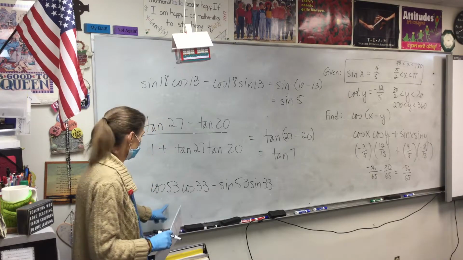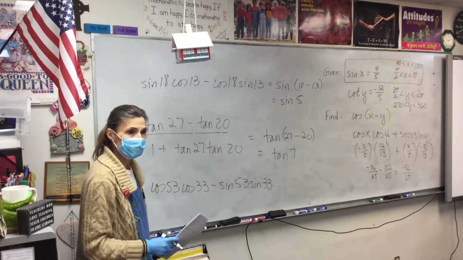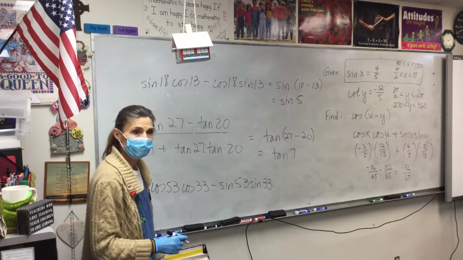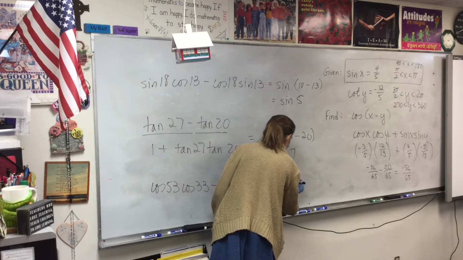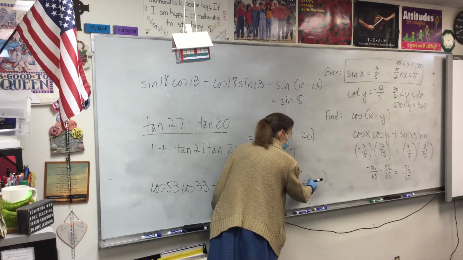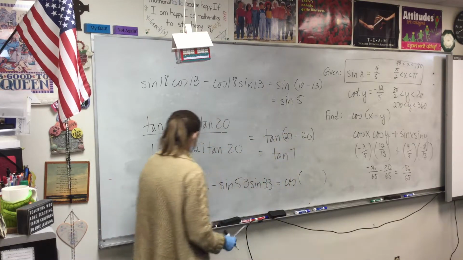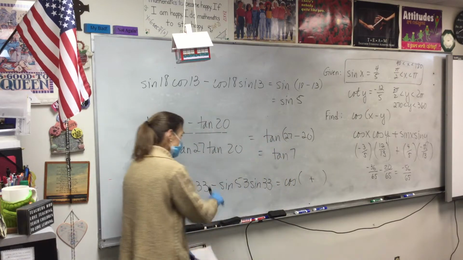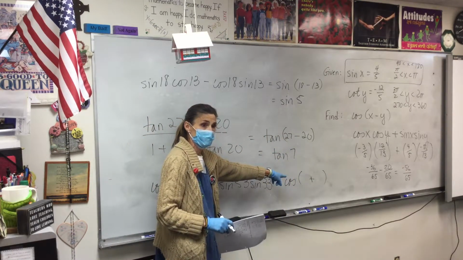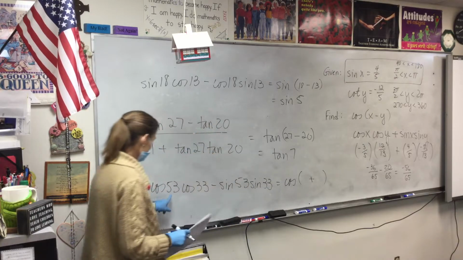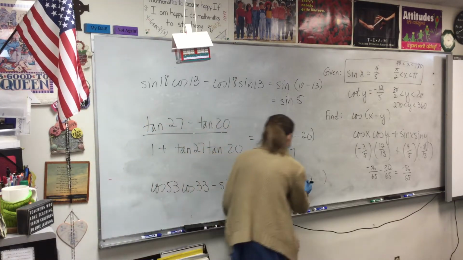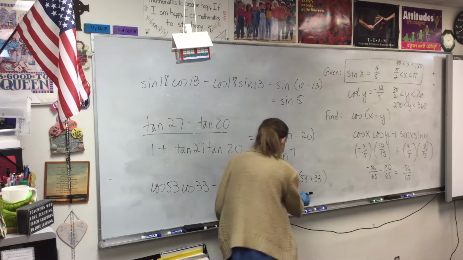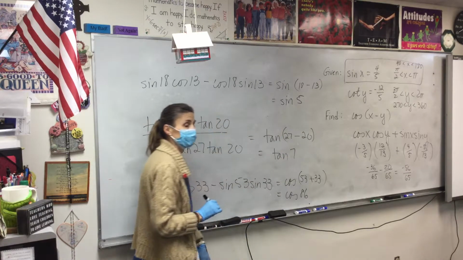Okay, here we go. Cosine, cosine, minus sine, sine. Which function? Cosine. Put your parentheses in there. Now you need a sign here, plus or minus. So this is cosine, and the formula has a minus, so the thing's going to have a plus. What am I adding? 53 and 33. So this is a formula for the cosine of 86.